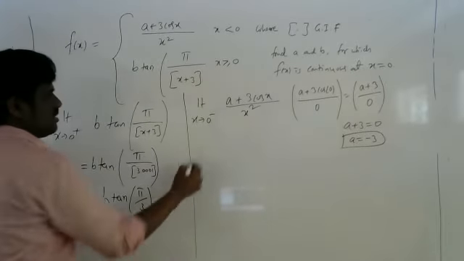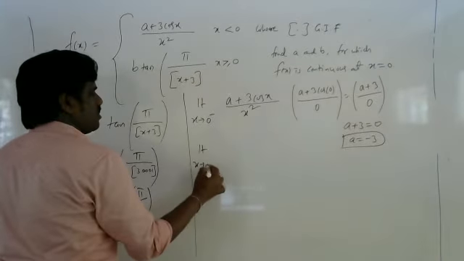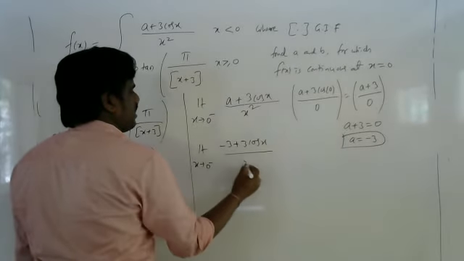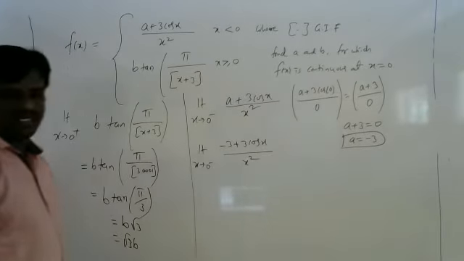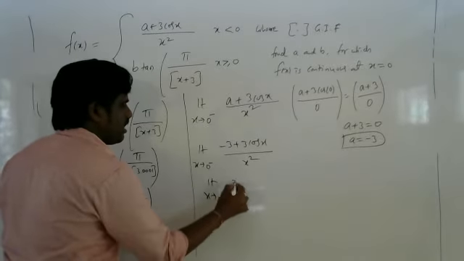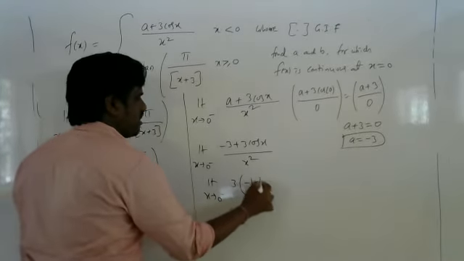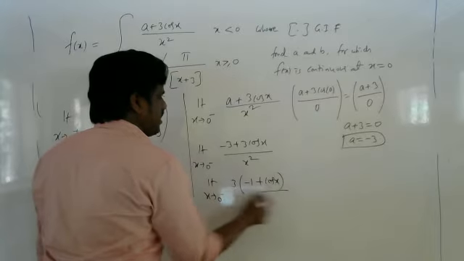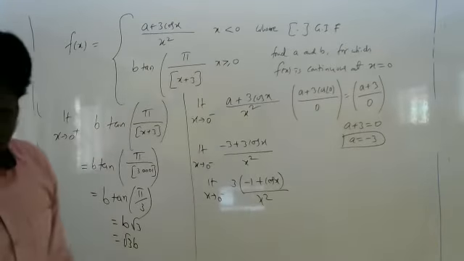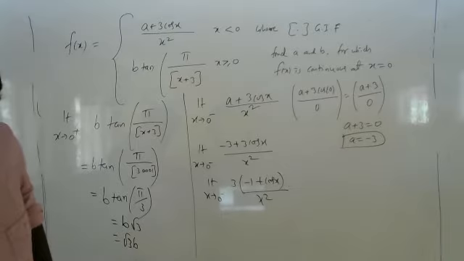Substitute a equal to minus 3 in this. Limit extending to 0 minus, minus 3 plus 3 cos x divided by x square. Correct? I take 3 common. Limit extending to 0 minus, I take 3 common. What I get? Minus 1 plus cos x divided by x square. Now tell me what is the limit of this? Cos x minus 1 by x square. What is the answer?